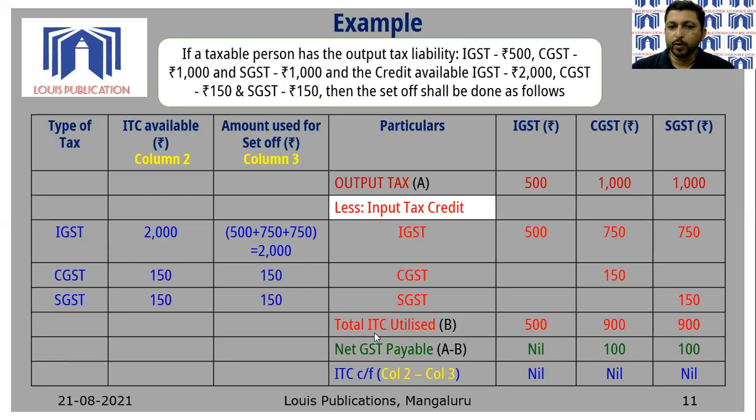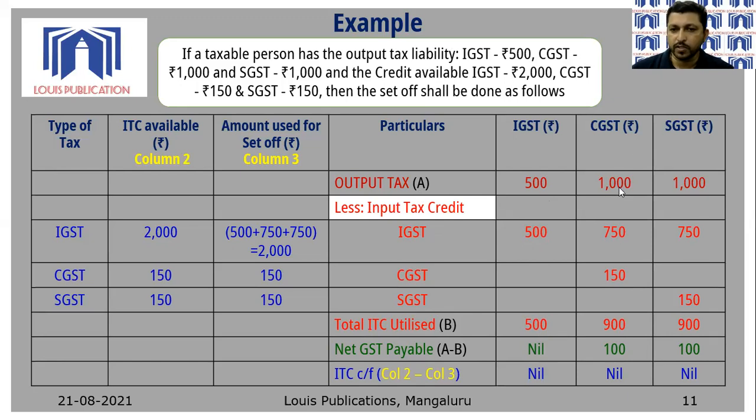So total input tax credit utilized, we will call it B. In total, for IGST it is just this input tax credit, 500 rupees. Here we'll take 750 plus 150, 900 rupees. So let's call this B. This was A. So net GST payable is A minus B. So 500 less B 500 is nil.